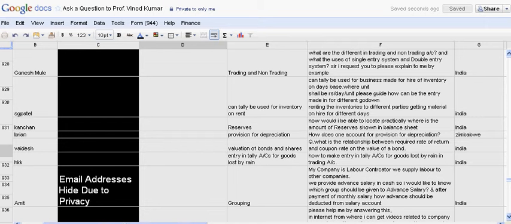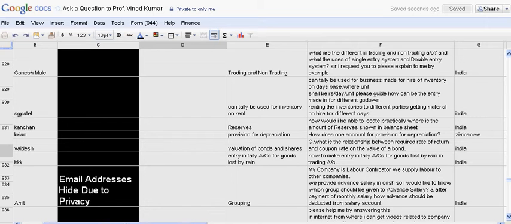And what are the uses of the single entry system and the double entry system? These days there is no use of the single entry system, but the double entry system is a universal approach, and everywhere you use the double entry system, which is so easy and more scientific than the single entry system.